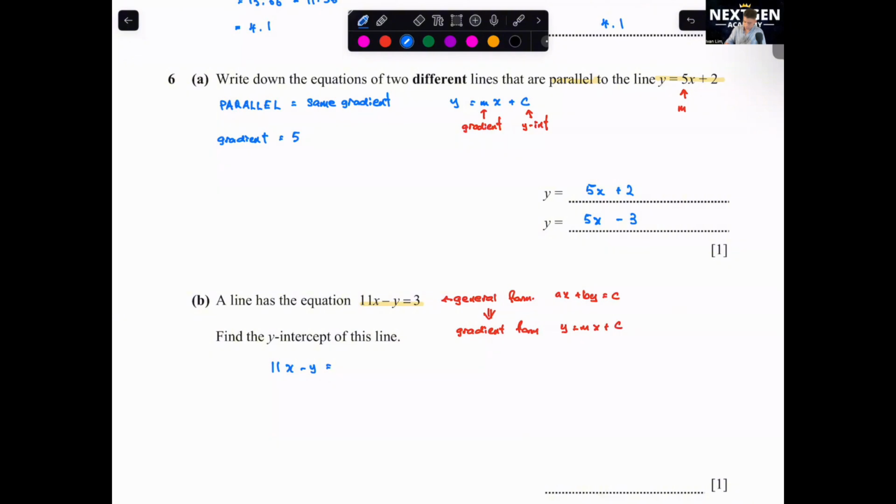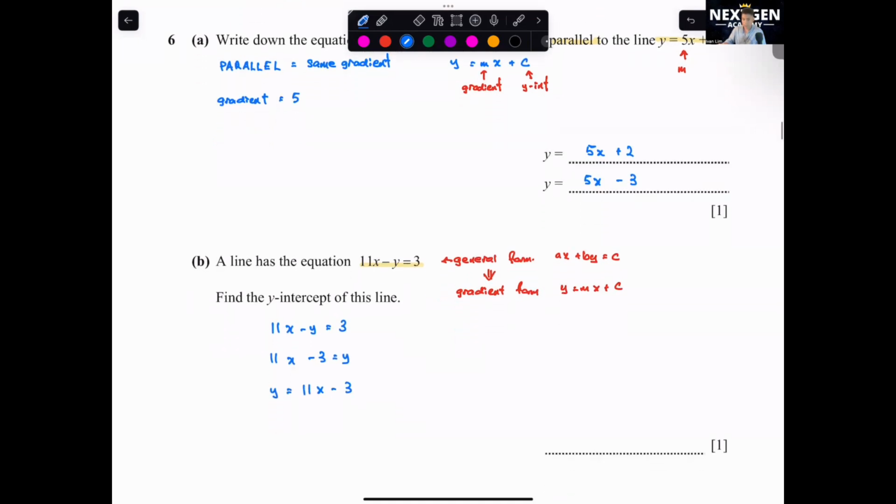Listen, just rearrange the whole thing. So 11x, I want to make y positive. So 11x minus 3 equals y. We just rewrite this whole thing as y equals 11x minus 3. This is your m. This is your c value. This c is the y-intercept, so the y-intercept will be equal to negative 3.